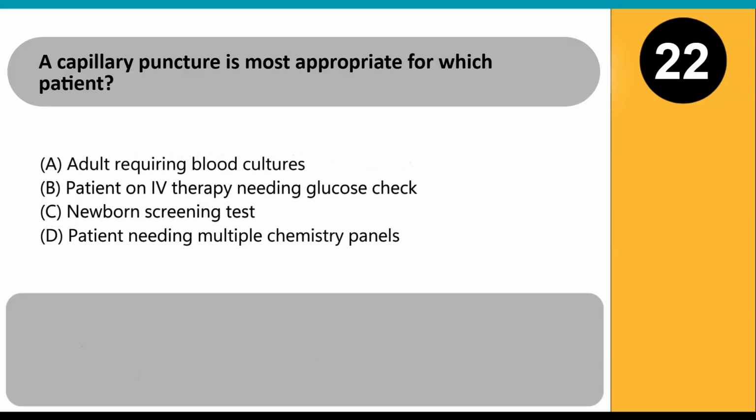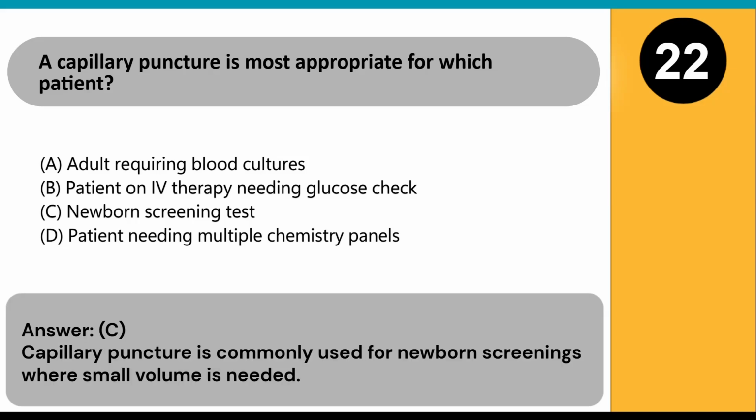A capillary puncture is most appropriate for which patient? A. Adult requiring blood cultures. B. Patient on IV therapy needing glucose check. C. Newborn screening test. D. Patient needing multiple chemistry panels. Answer: C. Capillary puncture is commonly used for newborn screenings where small volume is needed.